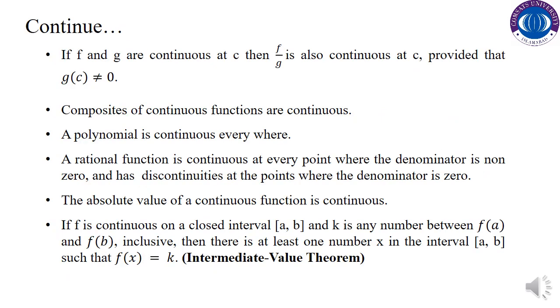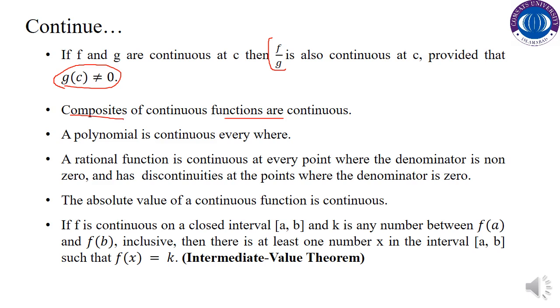If f and g are continuous at c, then f divided by g is also continuous at c provided that g of c is not equal to 0. If at this point your denominator becomes 0, then this rational function will be discontinuous at point c. If you have two continuous functions, then their composite function will also be continuous.